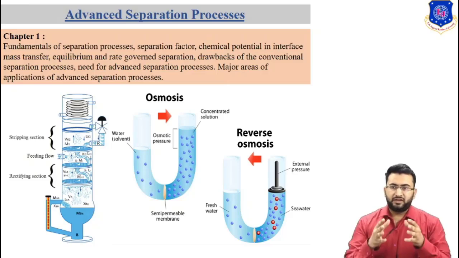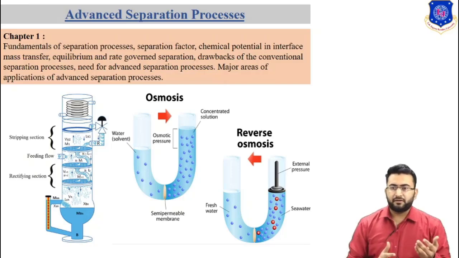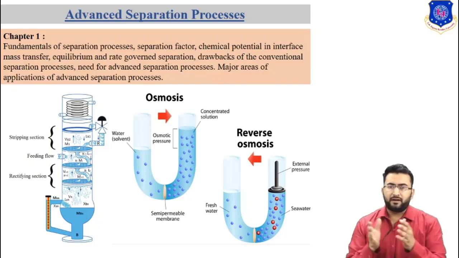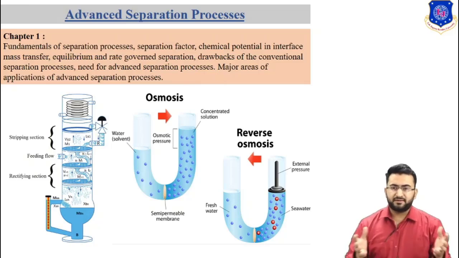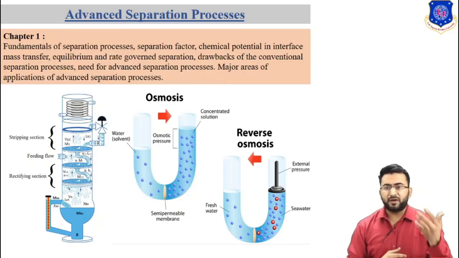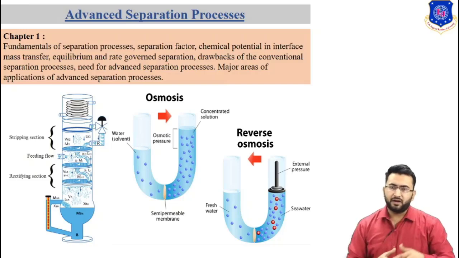We know that in the chemical industry, after the reaction occurs in the reactor, it's required to separate product and unreacted reactant. For that, separation processes are required. There are various separation processes such as distillation, liquid-liquid extraction, crystallization, osmosis, forward osmosis, reverse osmosis, and various membrane separation processes. So these separation processes are all required to separate unreacted reactant and product.